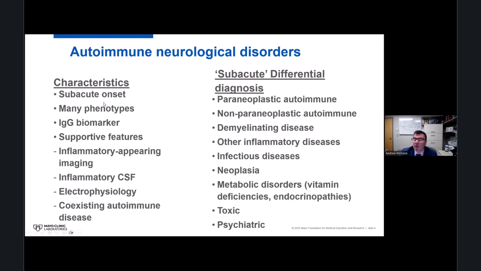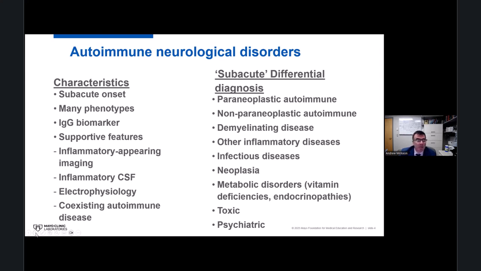So really this subacute onset, so an onset that occurs over days to weeks with rapid progression rather than something very insidious and progressive over time. That's really a key characteristic differentiator for autoimmune neurology from other disorders. There are many phenotypes or many clinical presentations that we will go through today. What unifies these diagnoses are well-studied and clinically validated IgG biomarkers.